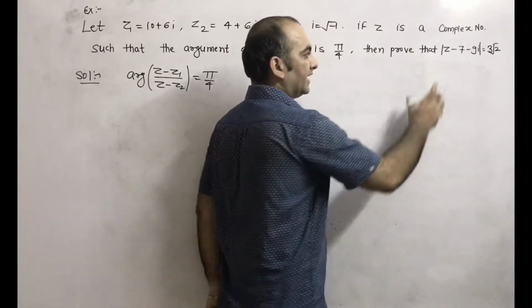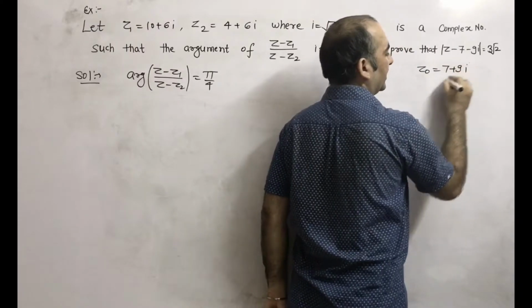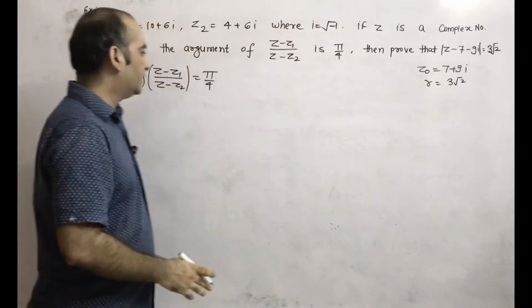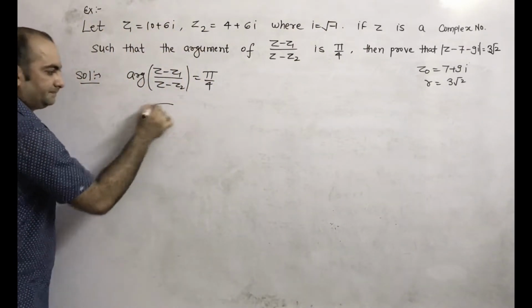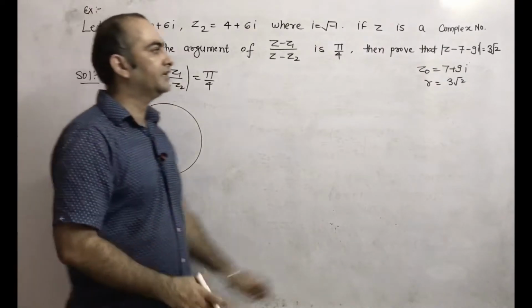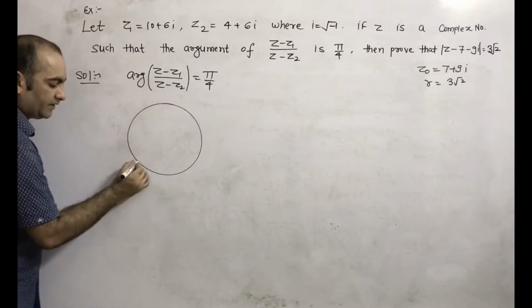Okay, so here the center is z naught. So z naught will be 7 plus 9 iota, and radius is 3 root 2. This one we have to prove. So this equation represents a circle. We want to find out this circle equation. So what is given here? There are 2 points z1 and z2.